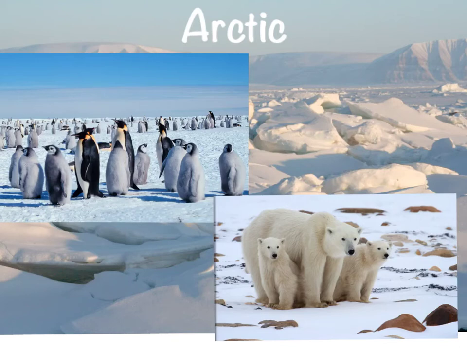Now we are moving on to terrestrial biomes. First is the Arctic biome. This is a very cold region found at the poles and is generally made up of mostly ice. These are partially terrestrial and partially aquatic. The two animals found here are the polar bear and the emperor penguin.